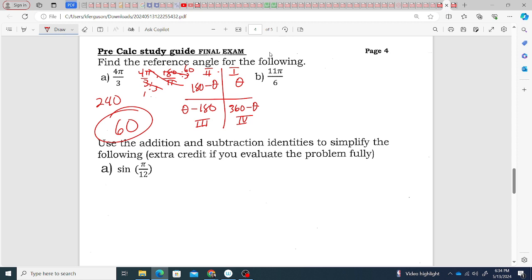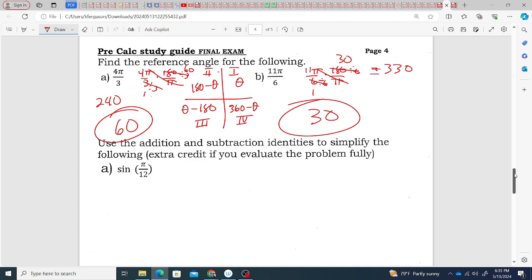So 11 pi over 6. What is 11 pi over 6? 11 pi over 6 is 330. Don't need to tell you how I found it so fast. So 11 pi over 6 times 180 over pi. Pi's cancel off. 6 divided by 6 is 1. 180 divided by 6 is 30. 11 times 30 is 330. So what's my reference angle? It's in the fourth quadrant. That's 30 degrees. Boom.